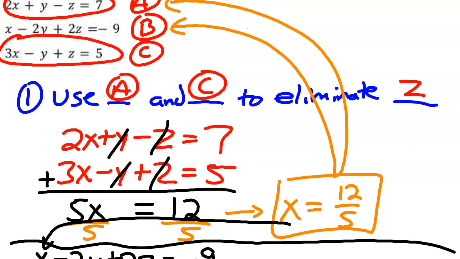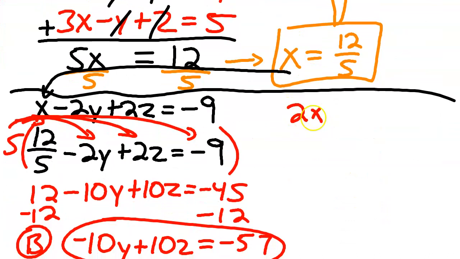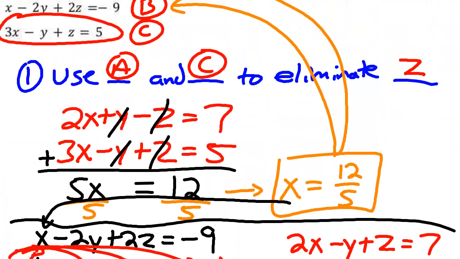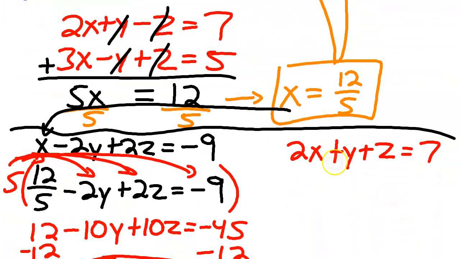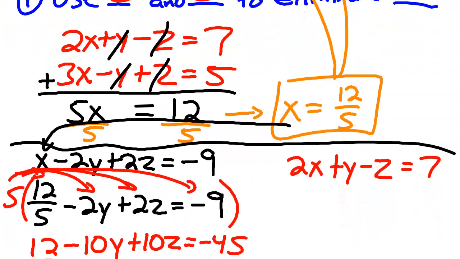2x plus y minus z equals 7. Did I get the signs right? No, I got them backwards. Plus y minus z. Try that again. Okay, so 2x plus y minus z equals 7. Okay, I got it right.